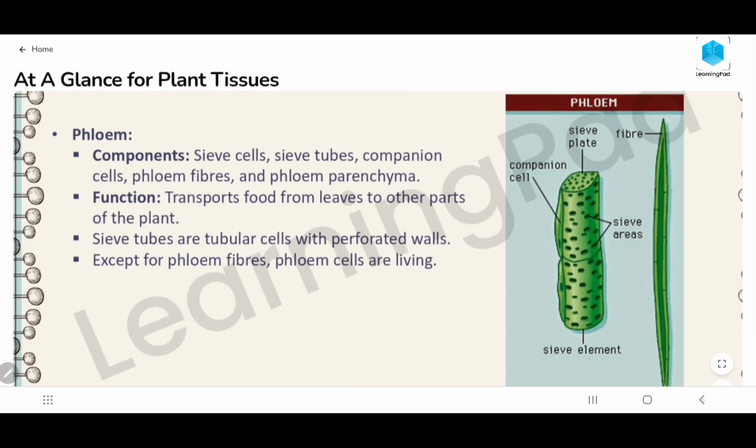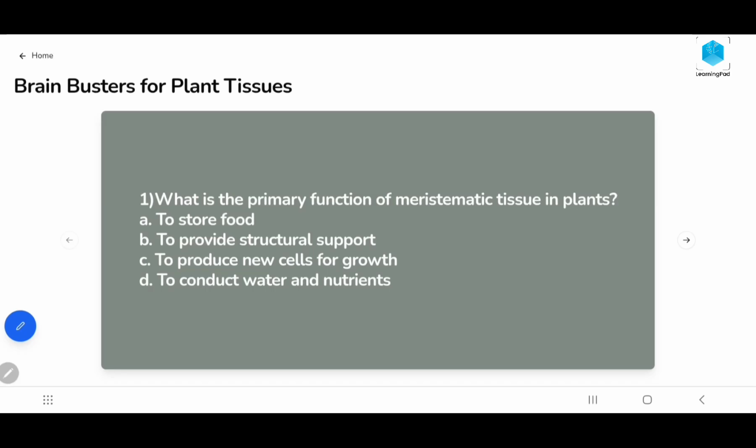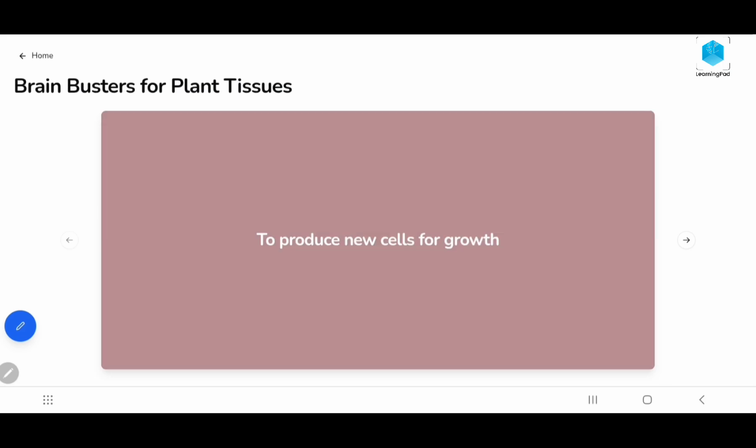I think you followed the chapter. Now let us have some evaluation. Can you see the questions on the screen? What is the primary function of meristematic tissue in plants? To store food, to provide structural support, to produce new cells for growth, or to conduct water and nutrients? The answer is to produce new cells. Meristematic cells are dividing cells, I think I said so when I was teaching. They produce new cells, which helps in growth.